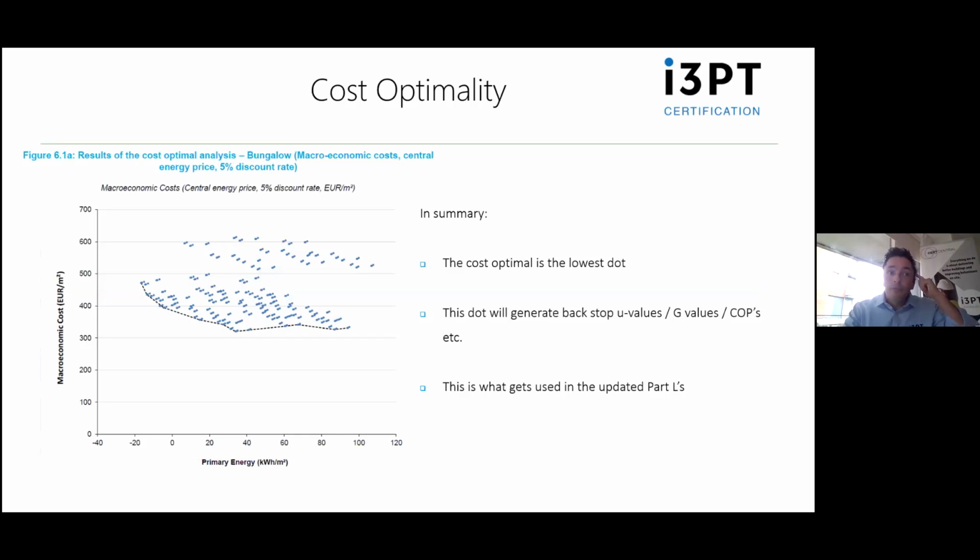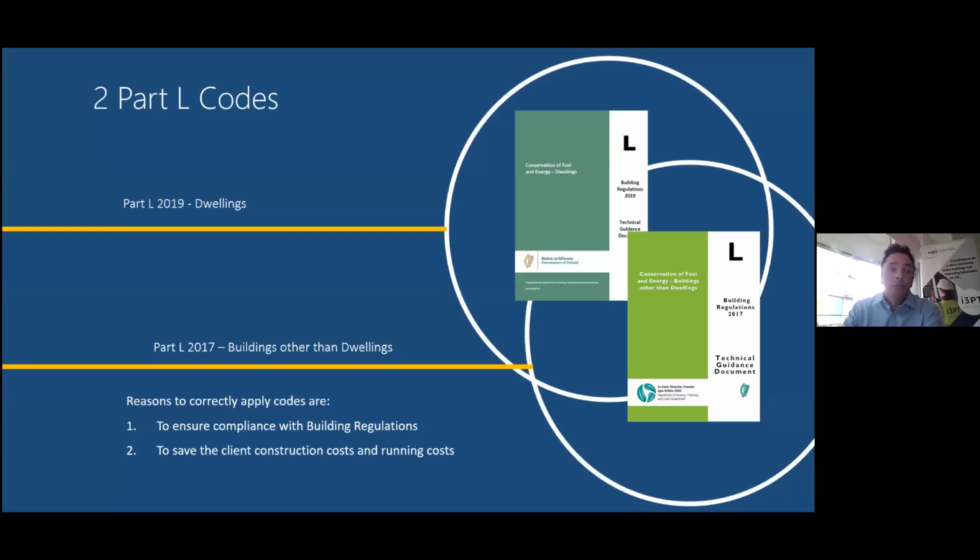So what this gives us is many dots on a graph like that shown. Each dot represents an individual scenario. The lowest dot is the cost optimum, and this dot will generate backstop values for things like the U value, G values, if you like, coefficient of performances and the like. And this is what gets used in Part L. So the two Part Ls are Part L 2019, dwellings, and Part L 2017, buildings other than dwellings. And there are two reasons to apply the codes correctly. These are to ensure compliance with building regulations and to save your client's construction and running costs.